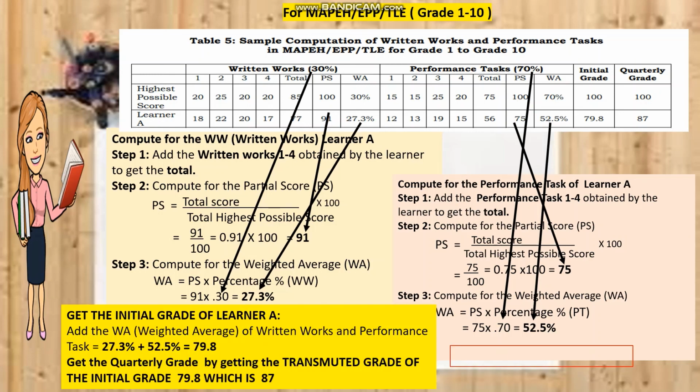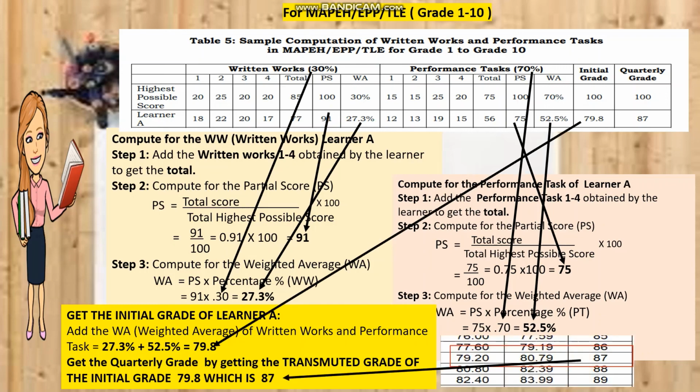Get the initial grade of learner A. Add the weighted average of written works and performance task. 27.3% plus 52.5% is equal to 79.8. Initial grade. Get the quarterly grade by getting the transmuted grade of the initial grade 79.8, which is 87, based on the transmutation table.